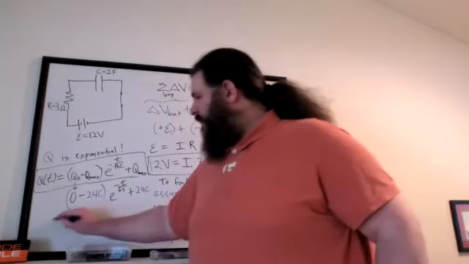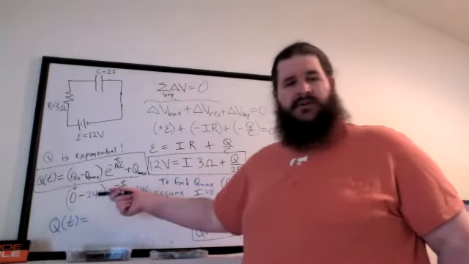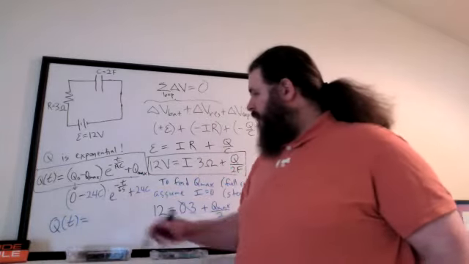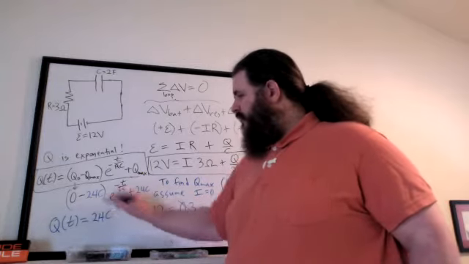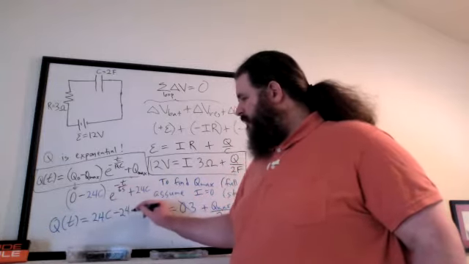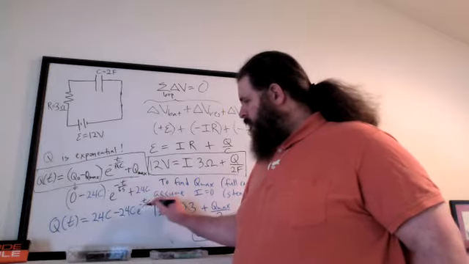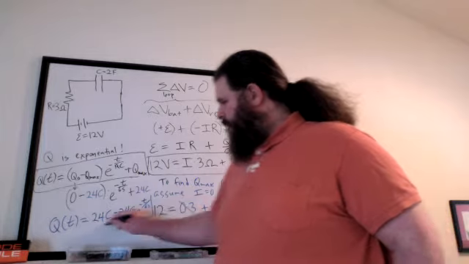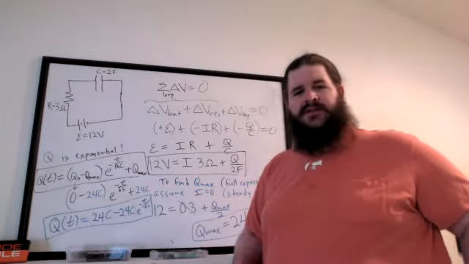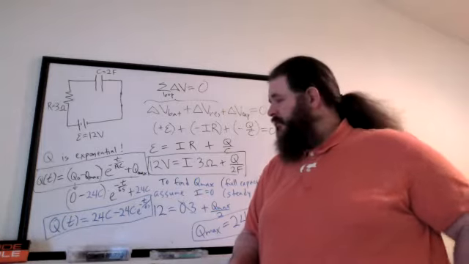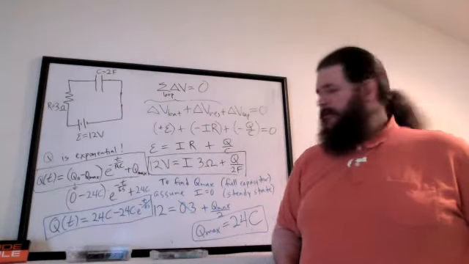And we can say Q of t equals 0 minus 24 is just negative 24. So we're left with 24 coulombs minus 24 coulombs times the exponential function. So there's our actual exponential decay function. This is our exact function for the charge in the capacitor at any time in this circuit.